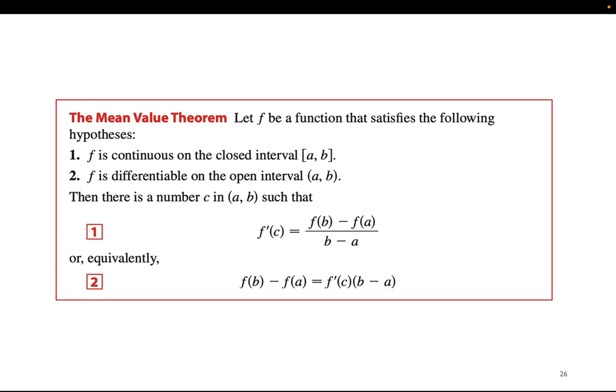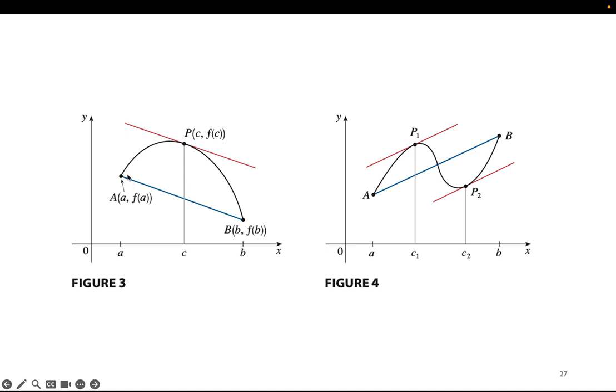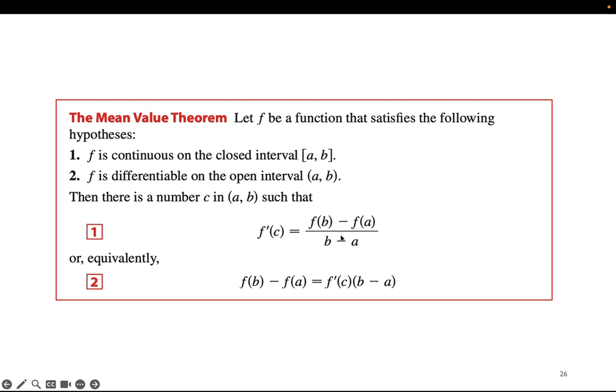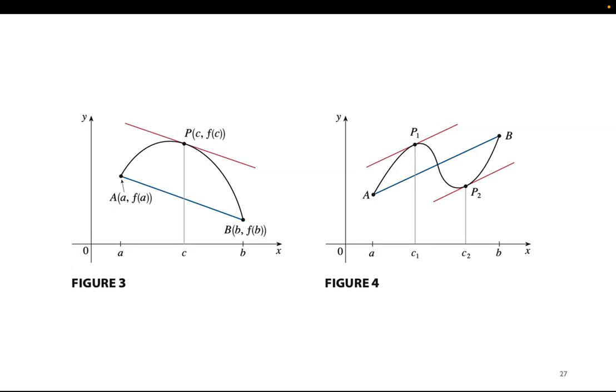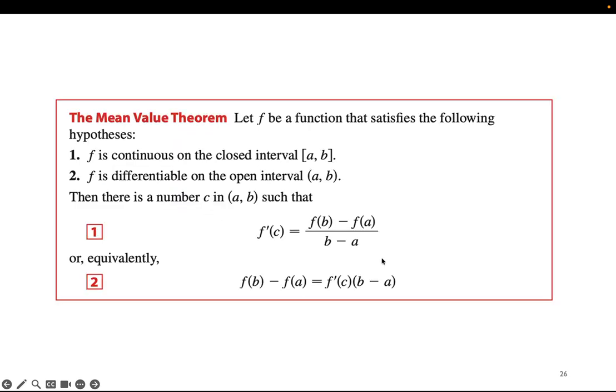Okay, look at the right side here. f of b minus f of a over b minus a. Looks familiar. f of b minus f of a, that's the rise, the change in y, divided by b minus a, that's the change in x. So the right hand side is exactly the slope of the line joining the two endpoints. So look at this one. The line joining the two endpoints, the slope of that blue line, that's the right side.